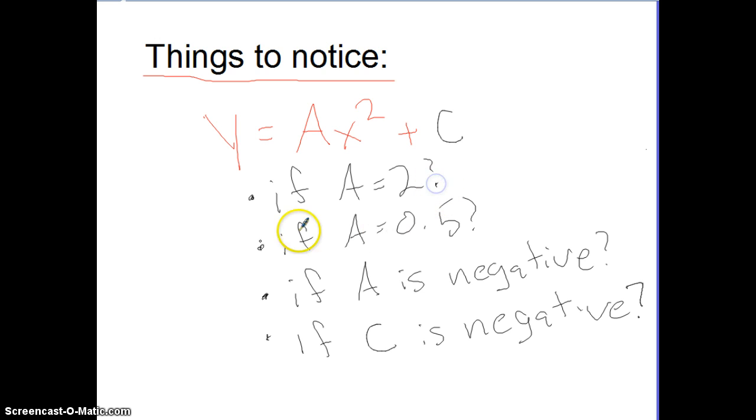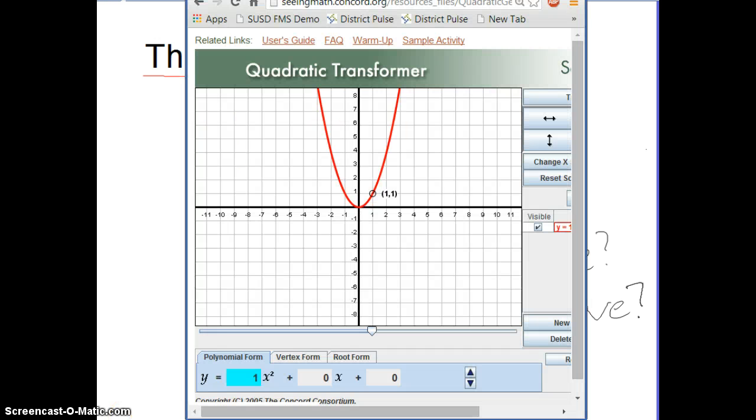Okay, so what is going to happen if a, the number in front of the square, is 2? What's going to happen if it's 0.5? What happens if a is negative, and what happens if c, the other parameter, is negative? So I'm going to play around with this number a that's in front of the x squared, and I'm going to see what it does.